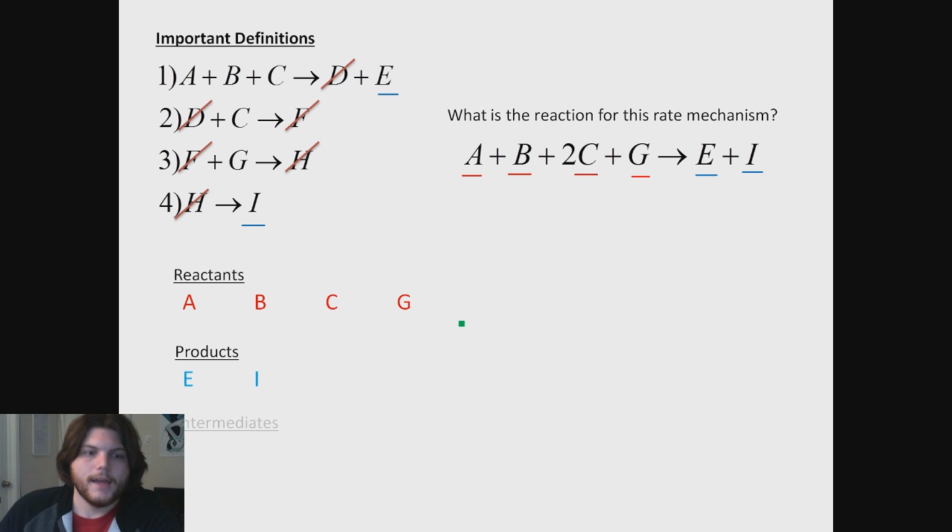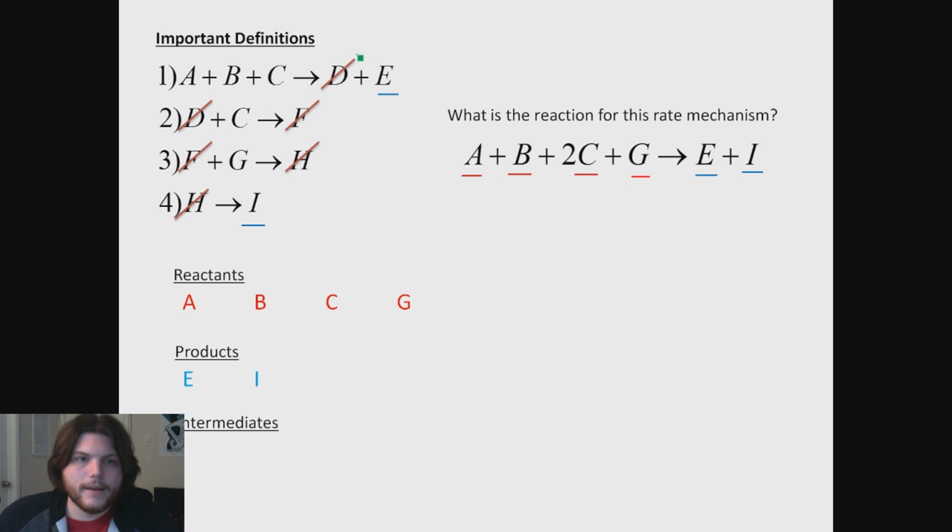And then lastly, there's one new thought we have to look at, and that's our intermediates. An intermediate is a chemical that is both produced and used up within our reaction. So that will be anything that is canceled out on both sides. In most cases, it will not show up in your chemical reaction equation.